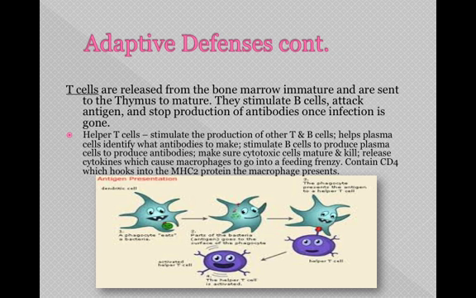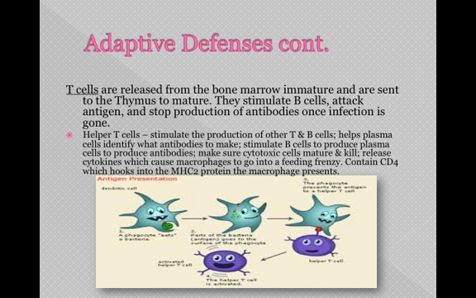The first one is one of the most important because without it, your body would basically have no immune system. The helper T cells stimulate the production of other T and B cells. Helper T cells also help the plasma cells identify what antibodies to make. And they stimulate B cells to produce plasma cells to produce antibodies, of course. So basically, without the helper T cells, your B cells wouldn't be working. They also make sure that the cytotoxic cells mature and do their job, which is to kill.